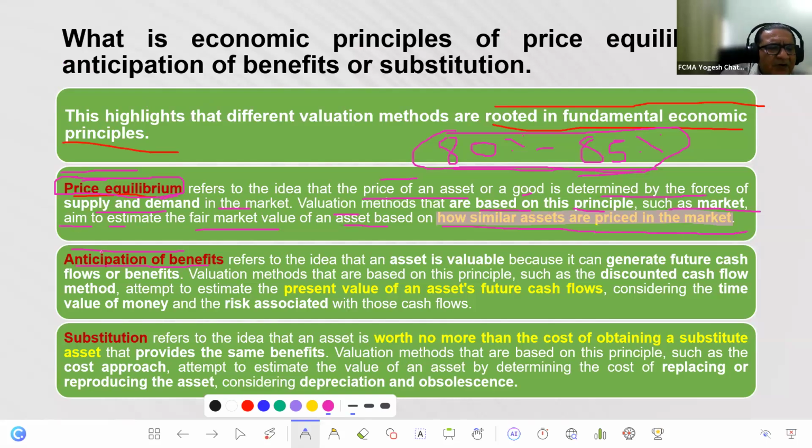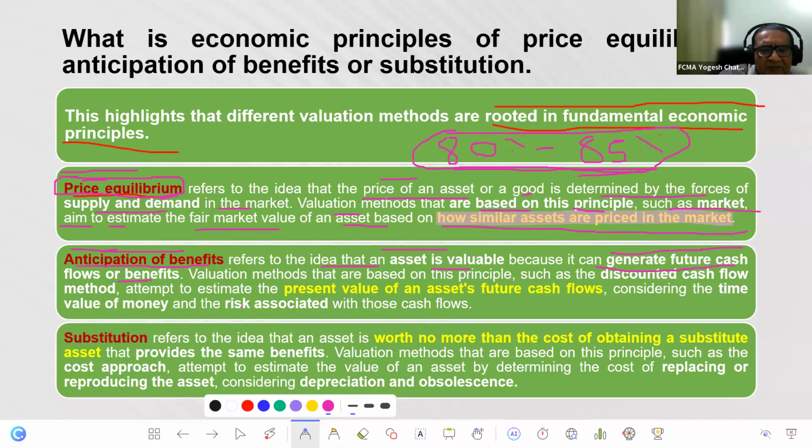So anticipation of benefit is the fundamental economic principle on which the income approach is designed or derived. Anticipation of benefit refers to the idea that an asset is valuable, as we discussed, because it can generate a future cash flow or benefit. Unless the asset is capable of generating future cash flow, we cannot make a valuation going by the income approach. Very important.